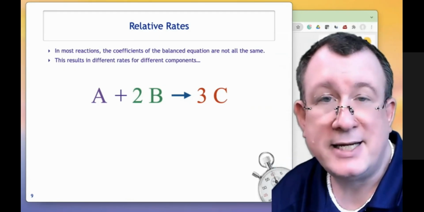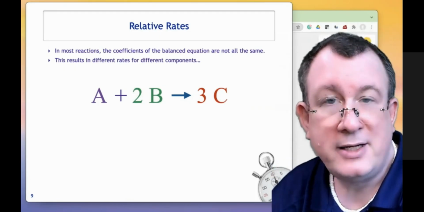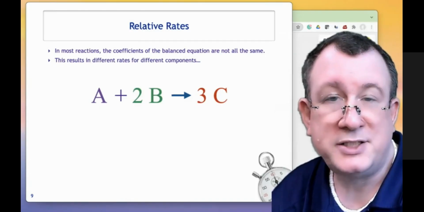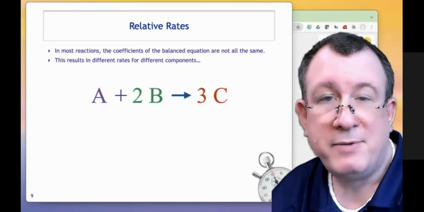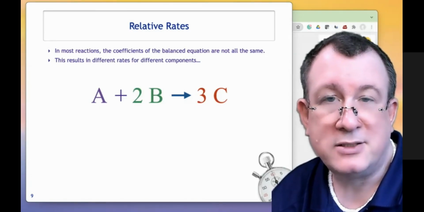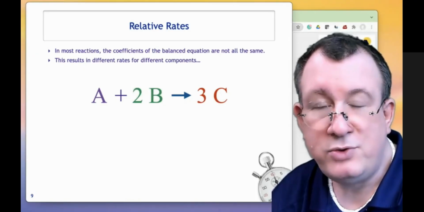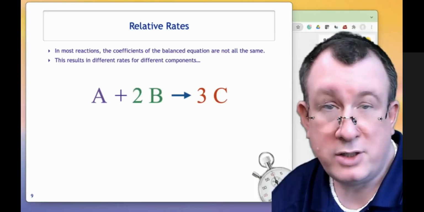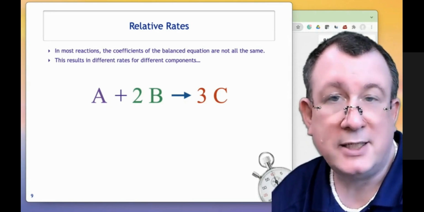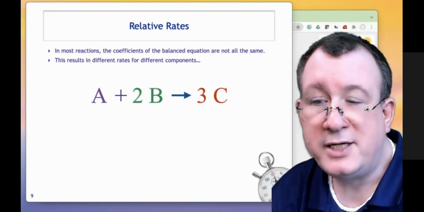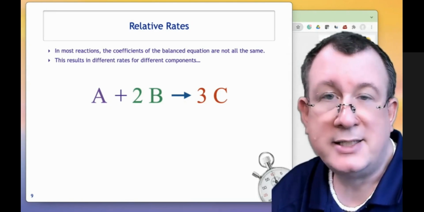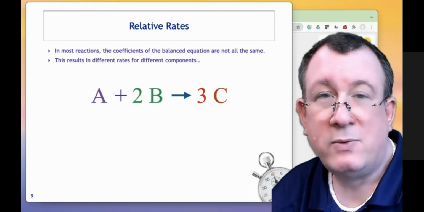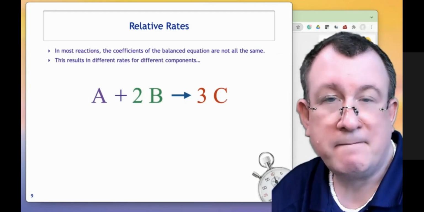Now here's the thing. The rate of change of A is not going to be the same as the rate of change of B or the rate of change of C. But they're all linked to each other by stoichiometry. So if you know the rate of change of A for a given interval, you're going to know the rate of change of B and C. If the rate of change of A is, say, minus 2 molarity per second, what's the rate of change of B?